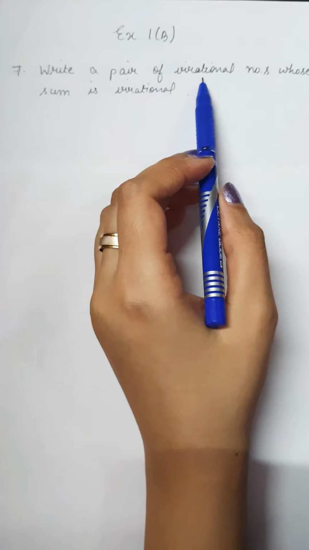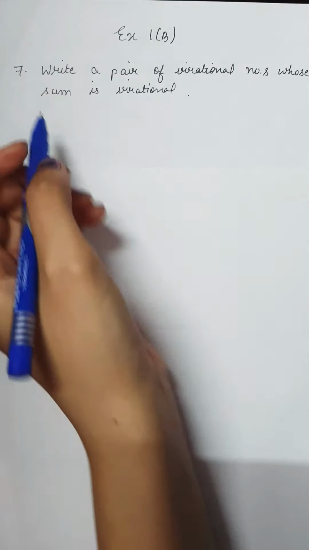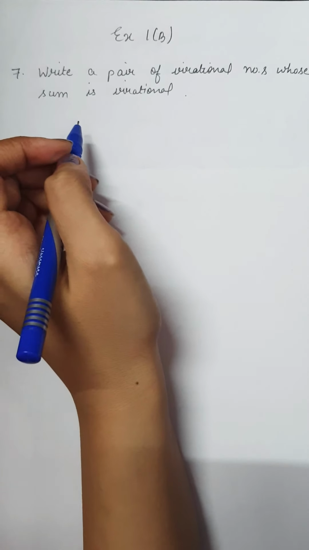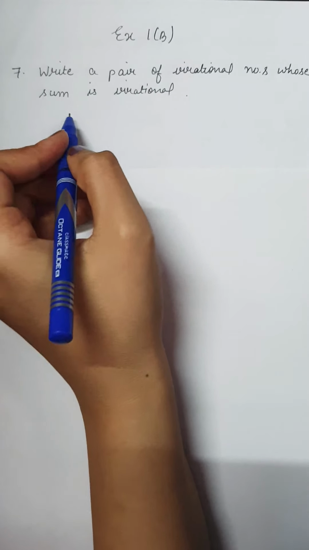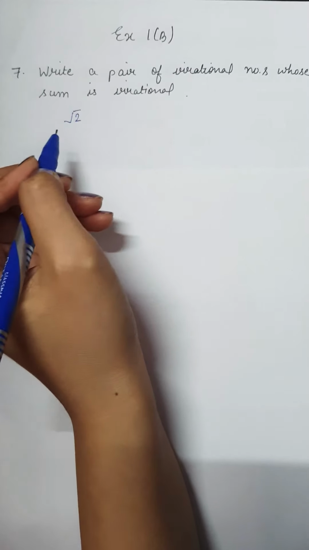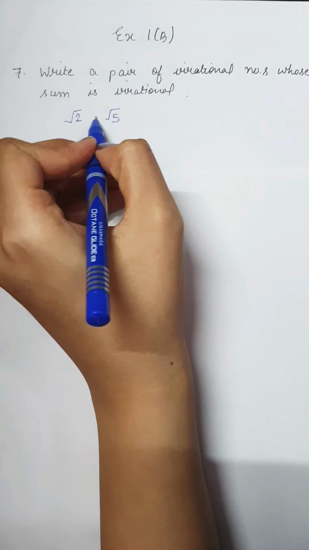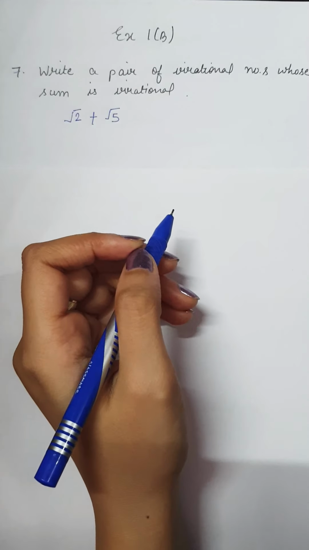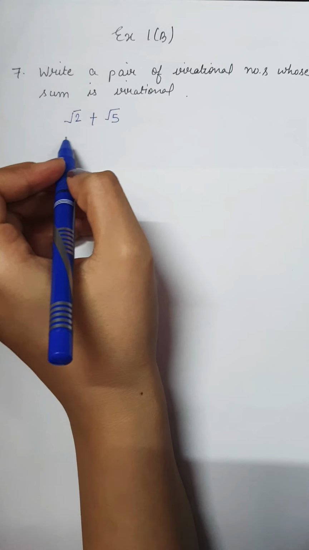Write a pair of irrational numbers whose sum is irrational. That means we have to write two irrational numbers. While adding them, the answer should also be an irrational number, and the task is very easy. Any two, root 2 is irrational, root 5 is irrational. If I add them both, the answer is irrational. Done. It can be thousands of examples.